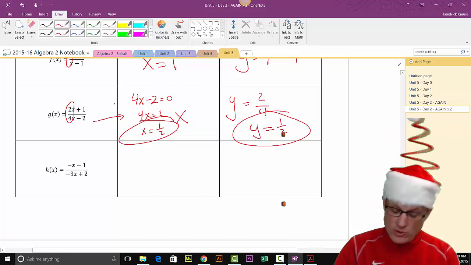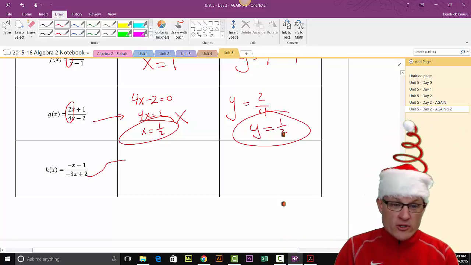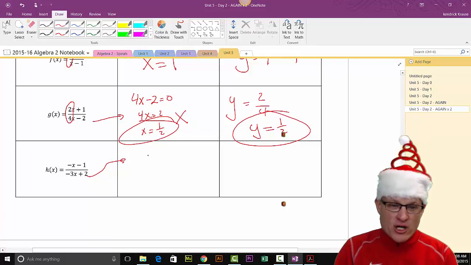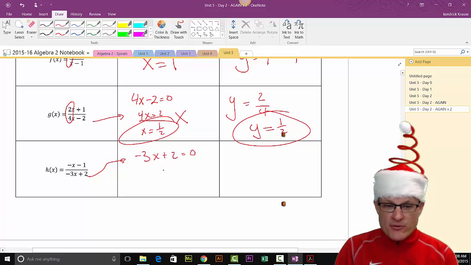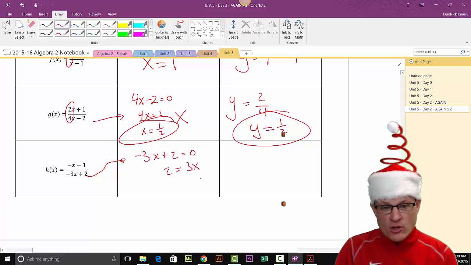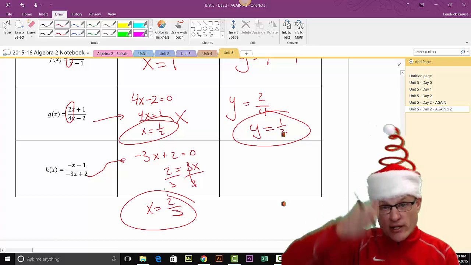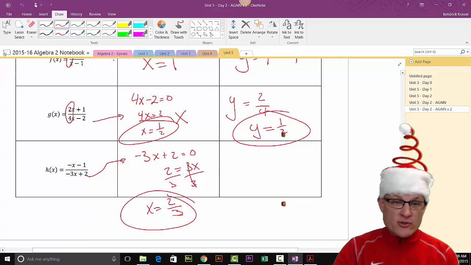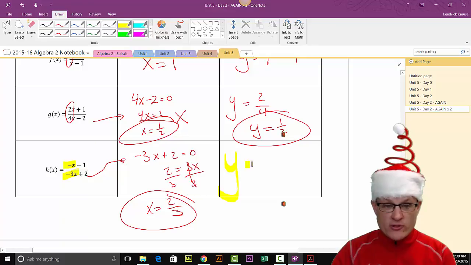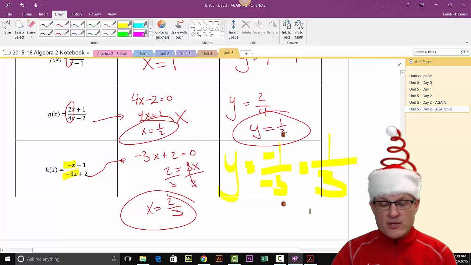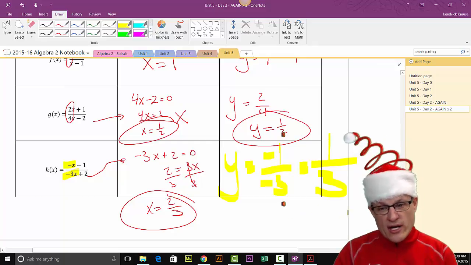All right, we're moving, we're doing good. Vertical asymptote, what makes the fraction undefined? So we're going to set this equal to 0. Bring the 3x over, that makes it probably easier. No longer have any negatives, divide by 3. So I get x equals 2/3. That's my vertical asymptote. My horizontal asymptote is going to be the ratio of these leading coefficients. Well, in this case, my leading coefficients are negative 1 over negative 3. But we all know that's just 1/3. So there's my horizontal asymptote.